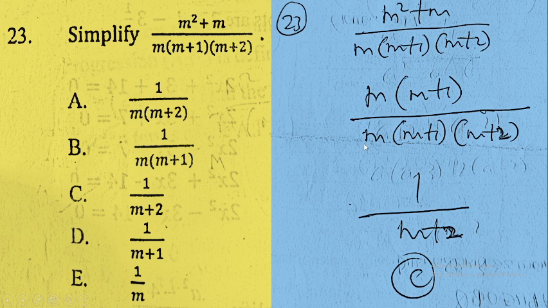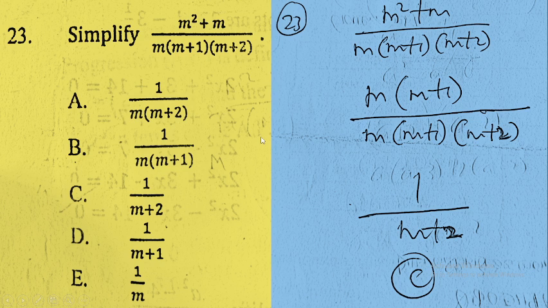Then this can take care of this here. Then we have 1 over m plus 2 left. So we have 1 over m plus 2 as the option C. And the option C is the correct option for question number 23. And that's the solution to that question number 23.